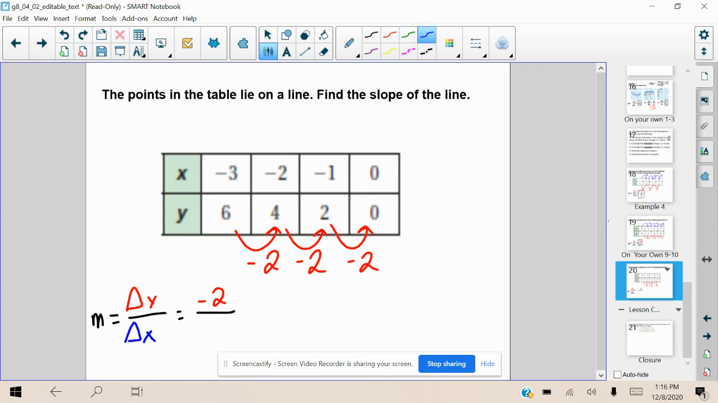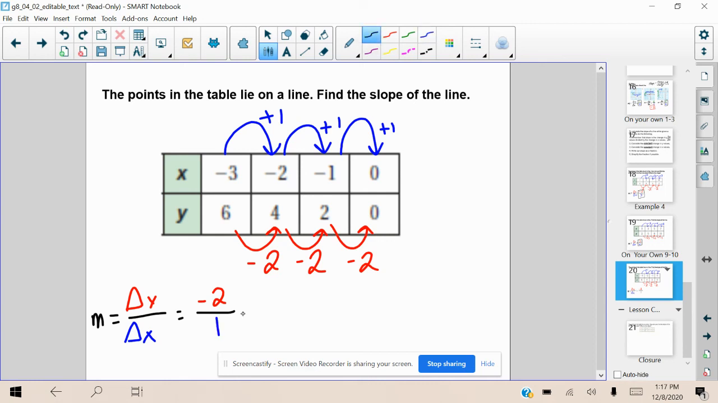Now we want to look at our x values. How do we get from negative 3 to negative 2? We add 1. How do we get from negative 2 to negative 1? We add 1. How do we get from negative 1 to 0? We add 1. So the constant change or the consistent change in my x values is positive 1.